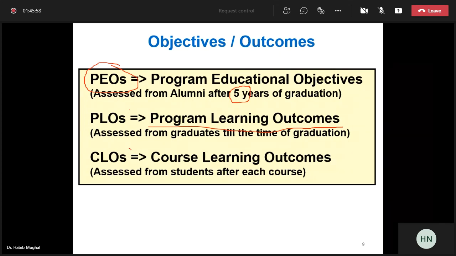And what are the CLOs? Course learning outcomes. So what are course learning outcomes? These are the abilities which are produced after passing a course. Okay? So these are outcomes, and then there are objectives.